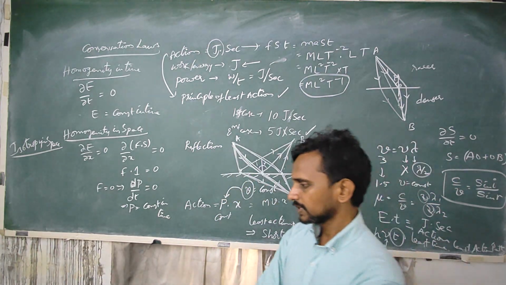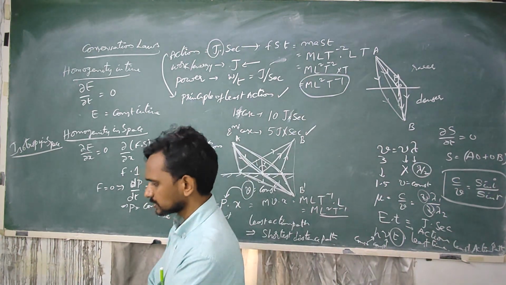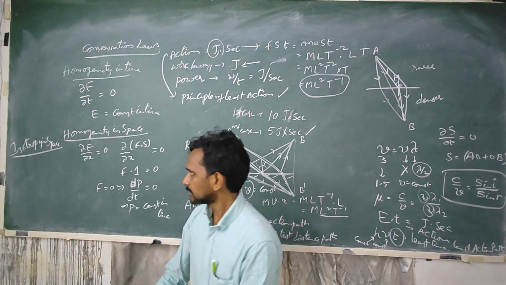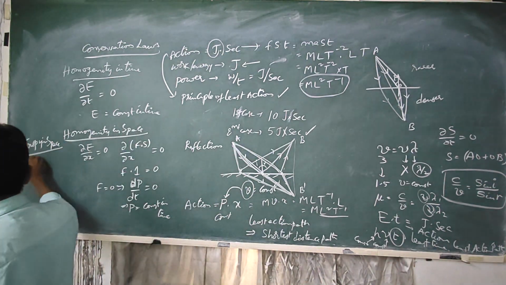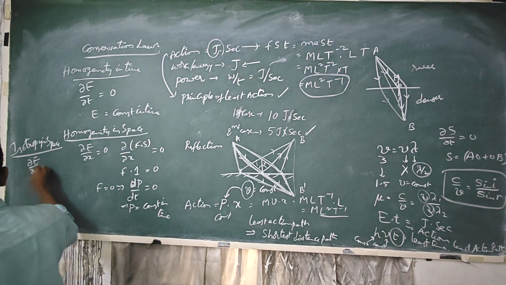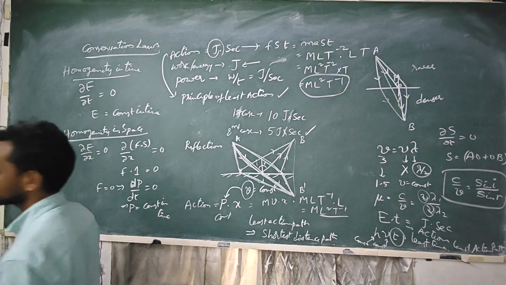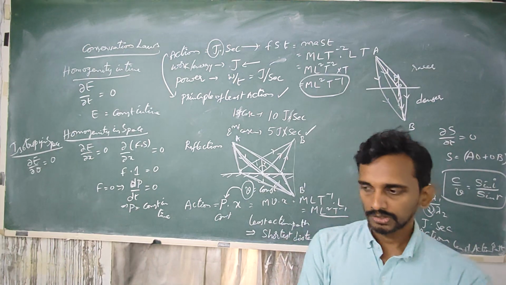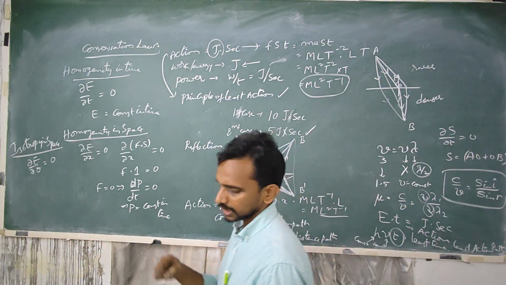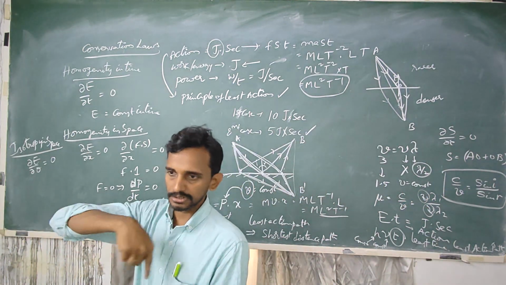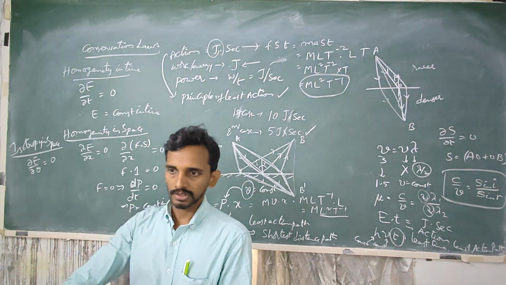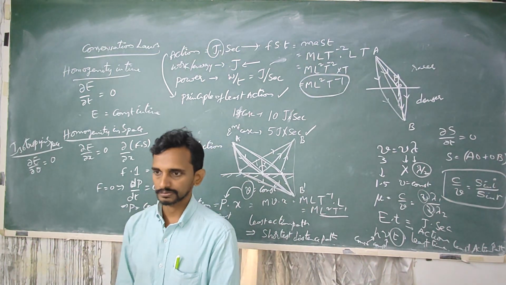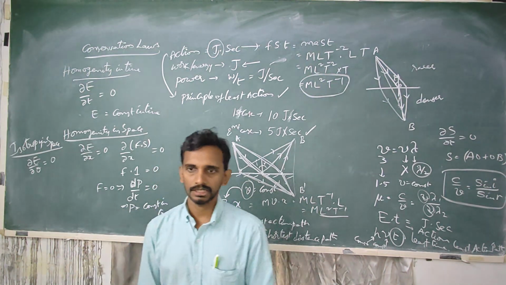Isotropy in space. Isotropy means, as a function of theta, dou E by dou theta is 0. So from a single point, in various directions around it, energy is constant, just like in a hydrogen atom.